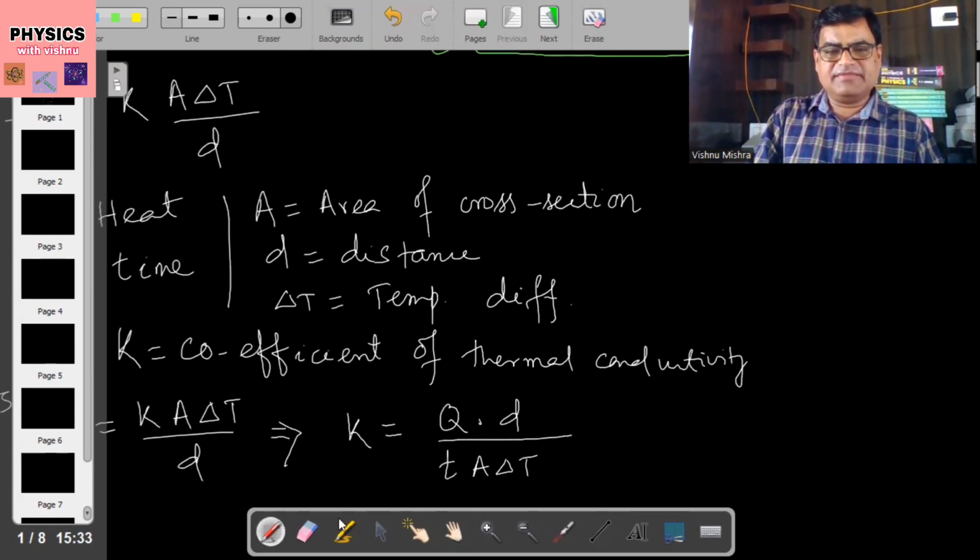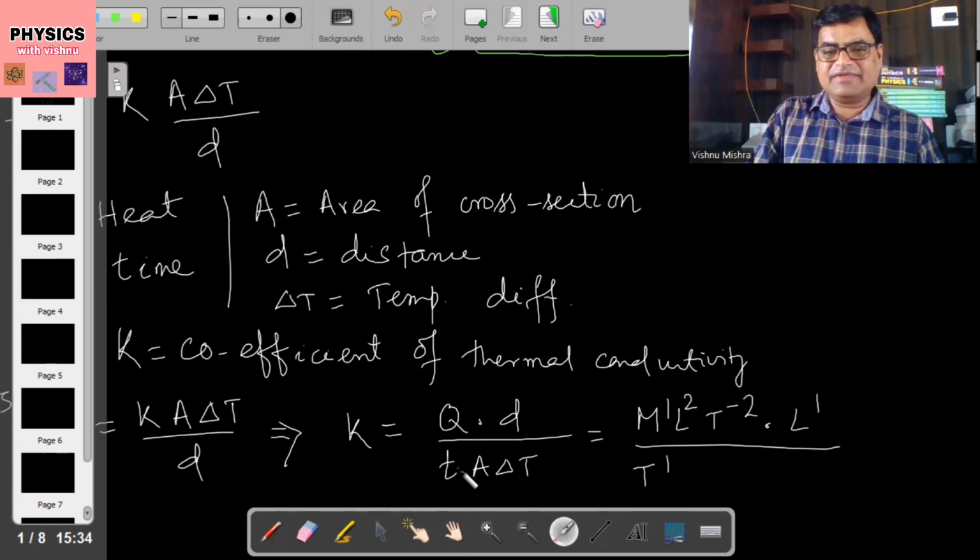Now you have to put the dimension. Dimension of Q is the same as work, M1 L2 T minus 2. And D is the distance, that is L1. T is the time. ये दो T है. एक T time है, दूसरा T temperature है. Temperature difference is the same as temperature. Clear? Area is L2. And this is Kelvin, K1. Now, what is the dimension of K?